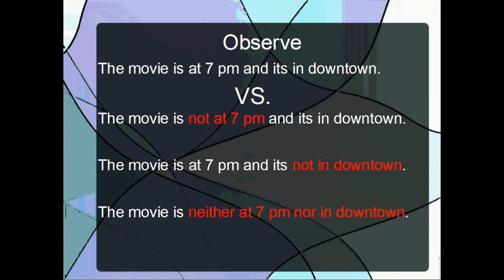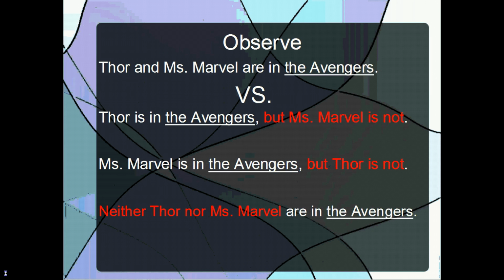Okay, but also you can have subjects be the conjuncts. And here's another example to show you. So let's pretend we're talking about the Avengers, and I'm telling you who's in the Avengers. I tell you that Thor and Miss Marvel are in the Avengers. But then you tell me, well, Thor is in the Avengers, but Miss Marvel isn't. So, but Miss Marvel is not, is a negation of me saying Miss Marvel is in the Avengers.